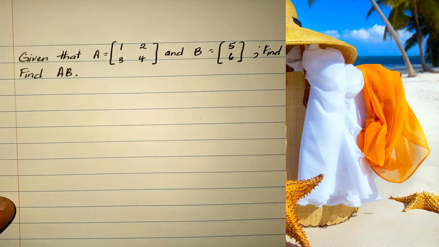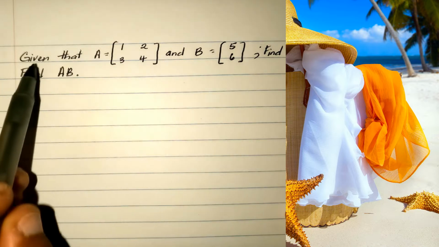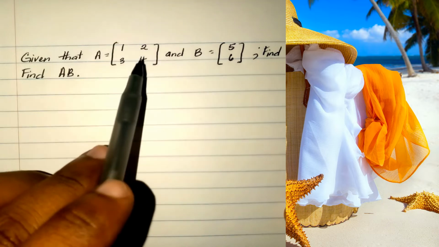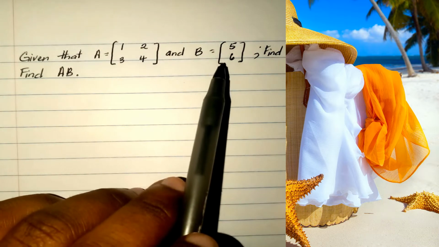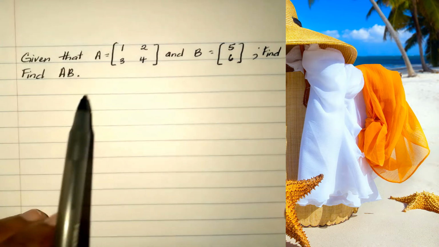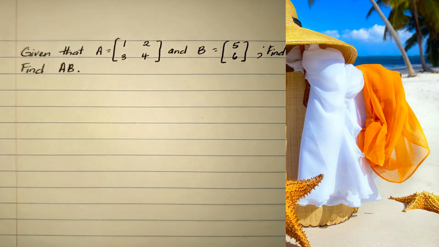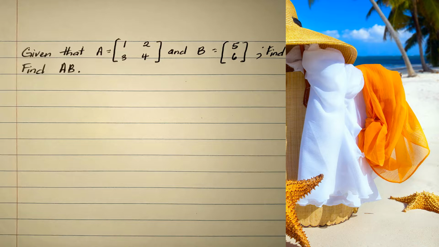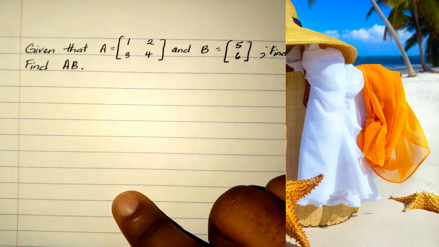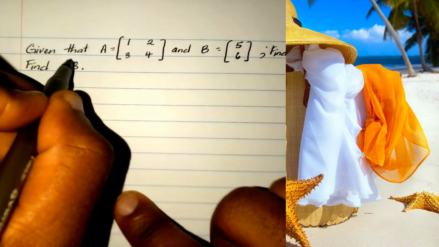So here we have a problem. It says given that A, the matrix, is 1, 2, 3, 4, and B, the matrix, is 5, 6, find AB, right? Find AB. Before you begin to multiply, how do I know that they're multiplying? Because A is hitched up upon B.